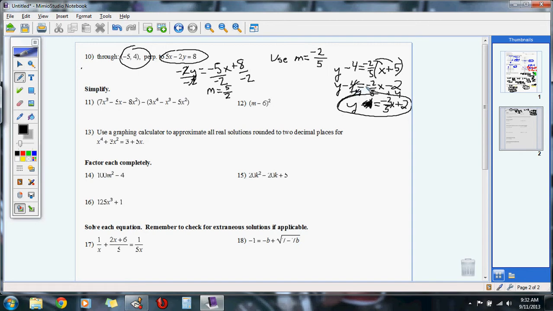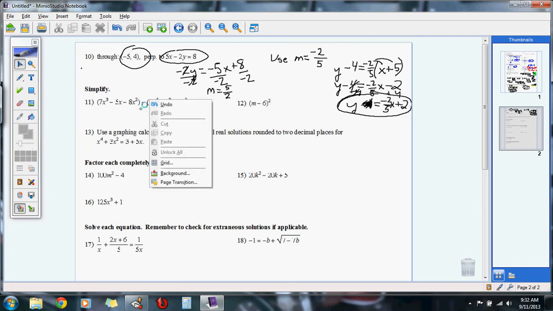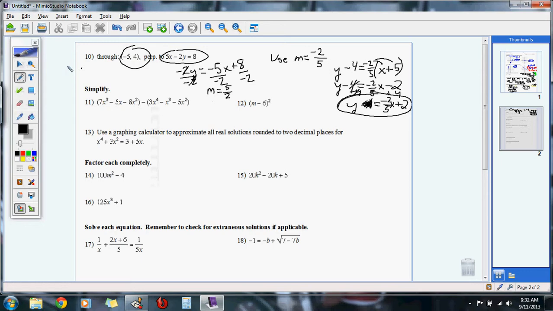Okay, next one. Basically, the rest of this is some algebra review for us, going through the fundamentals of algebra. So what we're doing here is simplifying. We're practicing realizing there's really a negative 1 right out front here, and that negative 1 is going to be distributed to each part. So in the front here, we're leaving everything the same, 7x cubed minus 5x minus 8x squared minus 3x to the 4th. Negative times negative makes a positive x cubed.